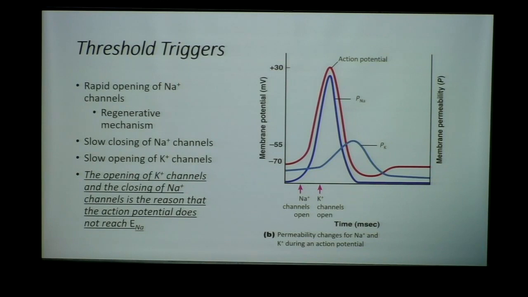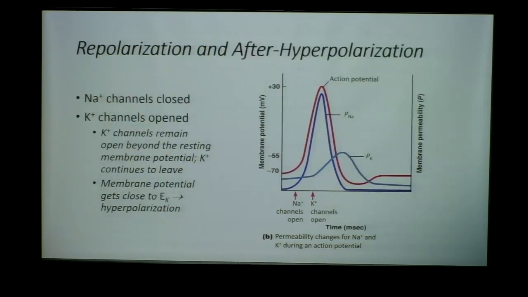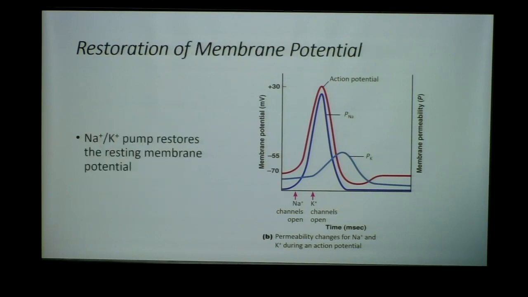So we have slow closure of sodium channels and slow opening of potassium channels. And so opening these potassium channels and closing the sodium channels, which happens at this +30, is the reason that action potentials never get to sodium's equilibrium. This voltage is setting off a different signal for these channels. Okay. So here again, we have potassium channels remaining open, but the membrane, let's jump ahead here actually.